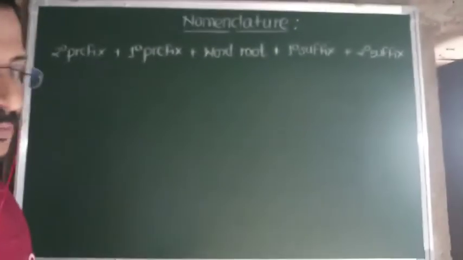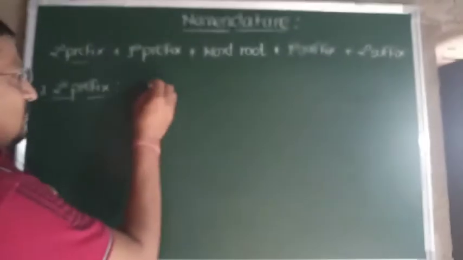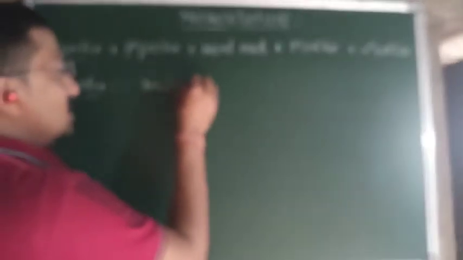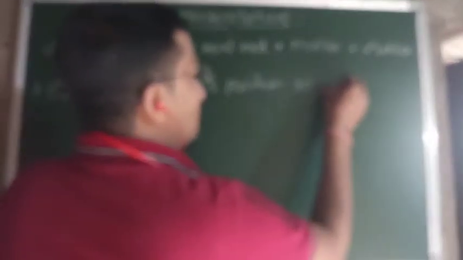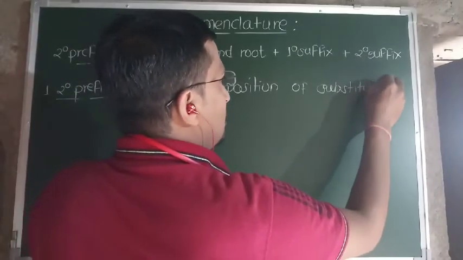Okay. Now each component in this we'll call a capsule of nomenclature. It indicates one meaningful concept is there in each one, isn't it? Now if you consider the first one, that is the secondary prefix. As far as the secondary prefix is concerned, what it tells is the nature and position of substituents present in the organic molecule.